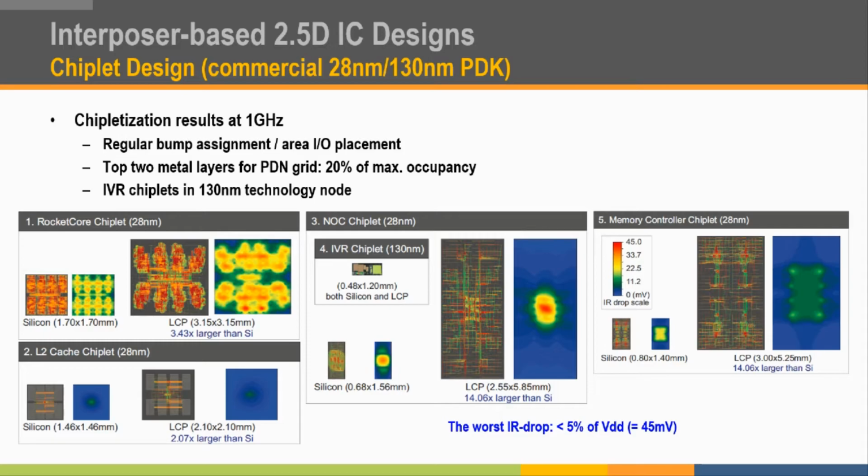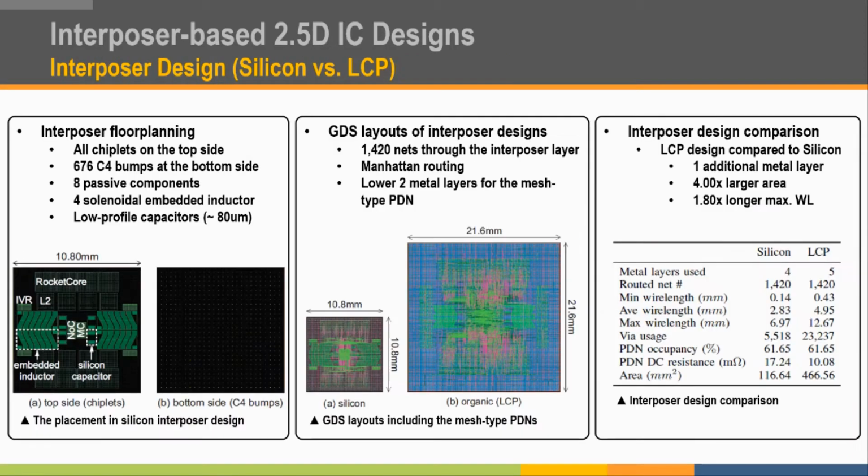For effective power delivery, the top two metal layers are used for PDN in all chiplet designs with 20% of maximum occupancy. All chiplets satisfy the worst IR drop less than 5% of supply voltage. In interposer design stage, we place all chiplets and passive components on the top side and all C4 bumps at the bottom side. For the passive components for IVR, we choose the solenoidal embedded inductor and low-profile capacitor. Before the signal routing, we place the mesh type PDN on the lower two metal layers.